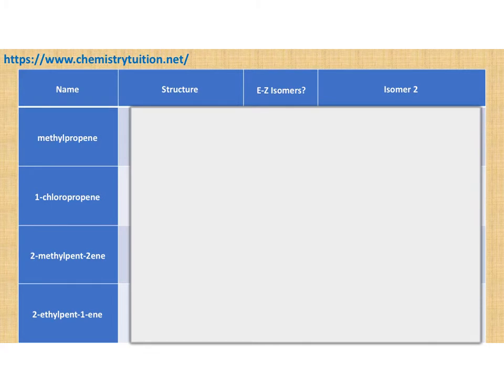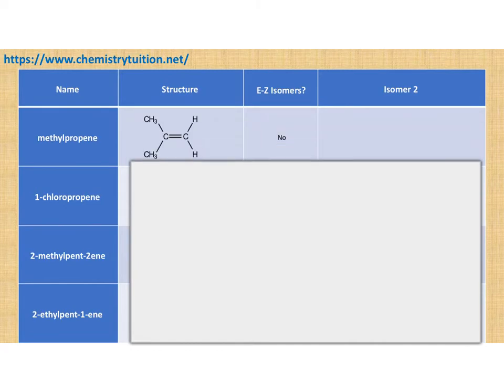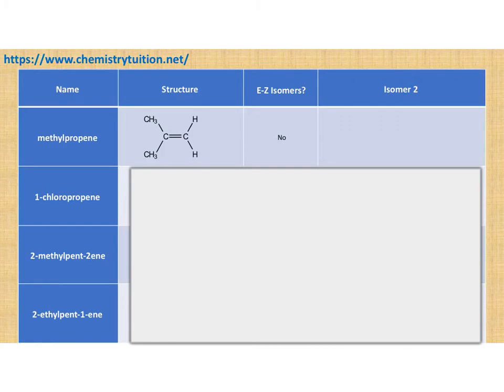So the idea is to first of all draw the structure and then decide whether it has EZ isomers. So let's have a look. Methyl propene. So this is methyl propene here. So let's just make sure. So we've got our 3-carbon chain there, and your carbon-carbon double bond there, and your methyl group on the second carbon. Again, it has to be on that second carbon. You don't need a number. If it wasn't, it would become butene.